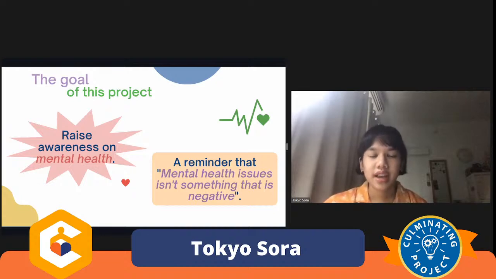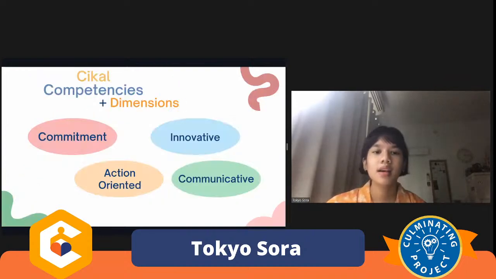The SDG goal that I chose for my project is goal number 3, which promotes good health and well-being. These are the Cikal competencies I apply on my project. Number 1 is commitment, because I am fully committed to starting, and I know that I am heavily responsible with it. Number 2 is action-oriented. Number 3 is innovative, because I created a variety of ideas throughout the process. And number 4 is communicative.